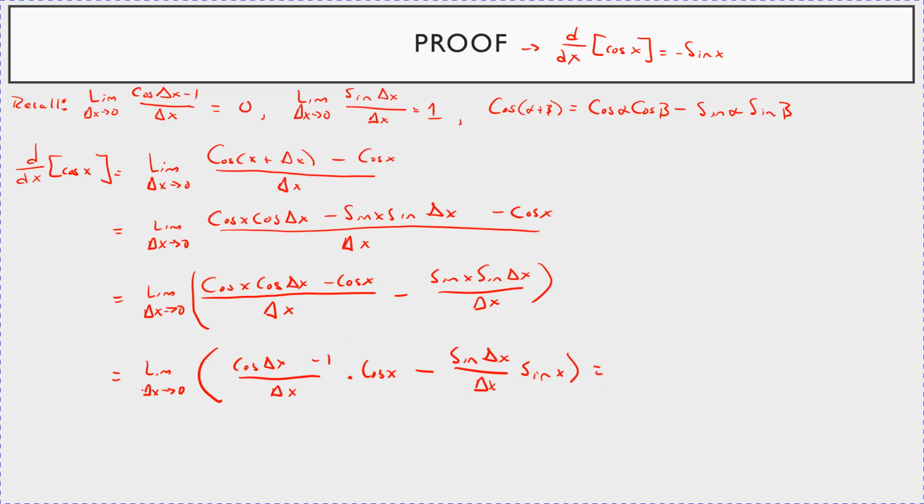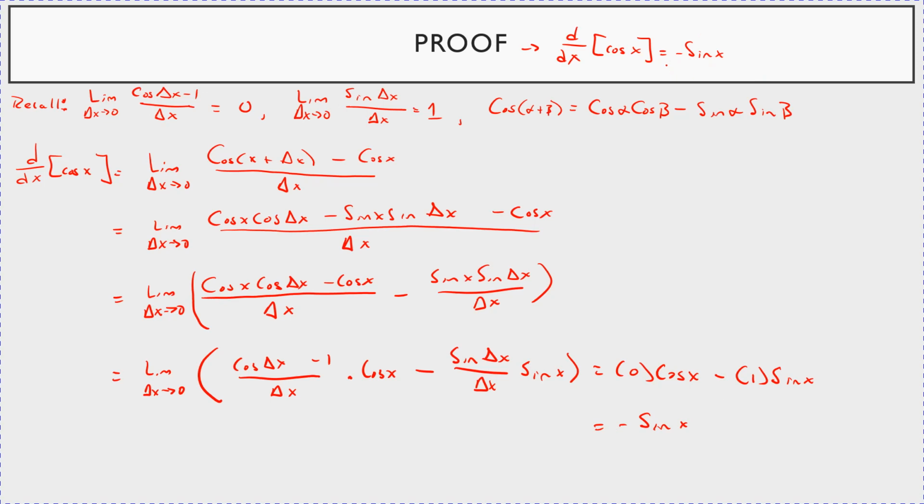Well, look, I'm only interested as delta x goes to 0. Cosine of delta x minus 1 over delta x, that's 0, okay, as delta x goes to 0. So that's 0. Cosine of x is just cosine of x. There's no delta x in it, so we're going to leave that alone. And then the limit as delta x goes to 0 of sine of delta x over delta x, that's 1. And then I have a sine of x. Well, 0 times cosine of x, that goes away. And I'm just left with minus sine of x, which is what we said we should get.